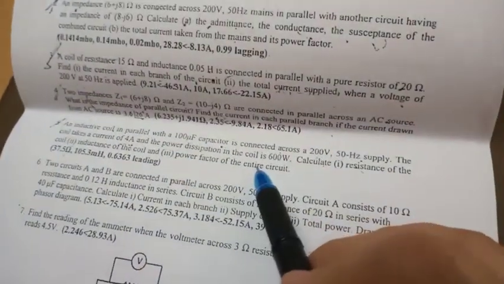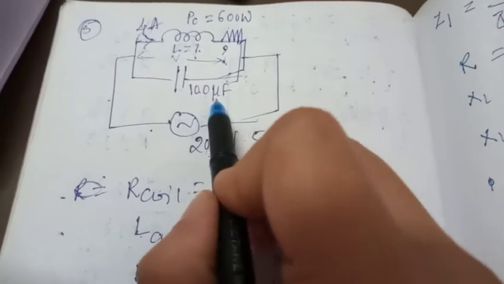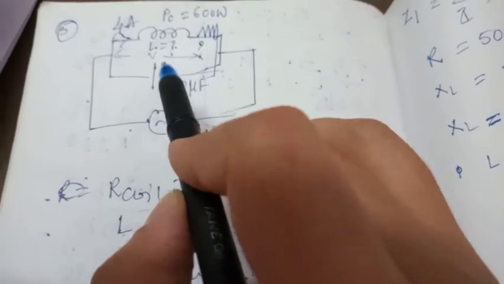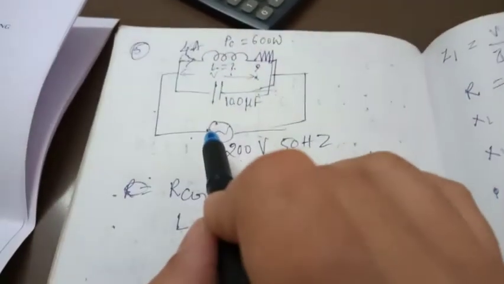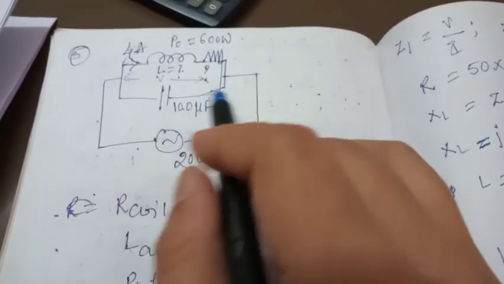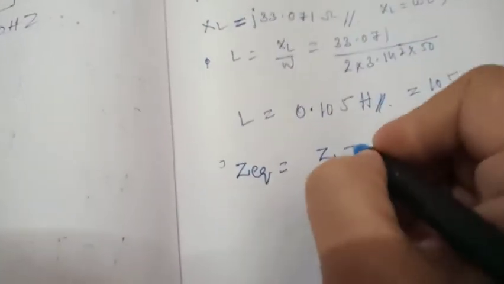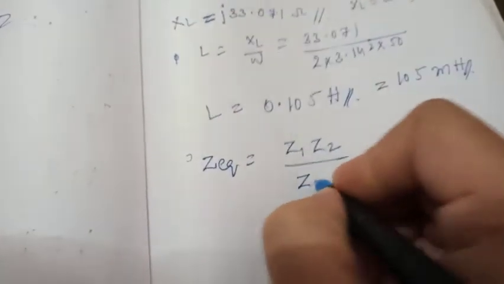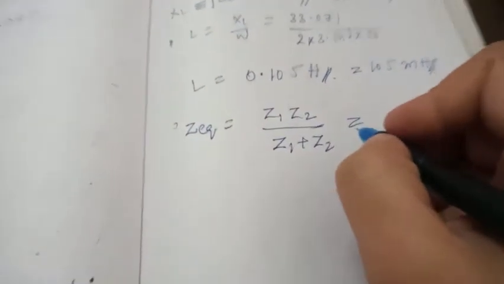Next, the power factor of the entire circuit. To calculate the power factor of the entire circuit, I need this capacitance value, because I need the impedance of the complete circuit. If I calculate the impedance angle, that angle itself is the power factor angle, so the cosine of that angle is the power factor. If I want to calculate it, I need Z equivalent. What is Z equivalent? Z1 Z2 divided by Z1 plus Z2, right?